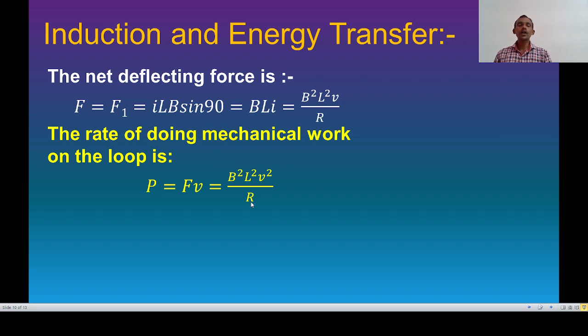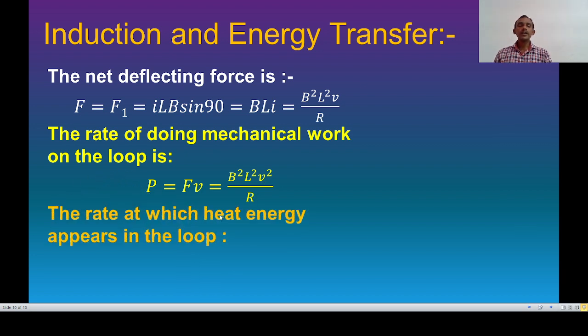Now, when the current I is flowing through this loop, the rate at which the heat energy appears in the loop is due to the collective resistance of that loop. The rate at which the heat energy appears in the loop is given by, you know that, P is equal to I square into R.